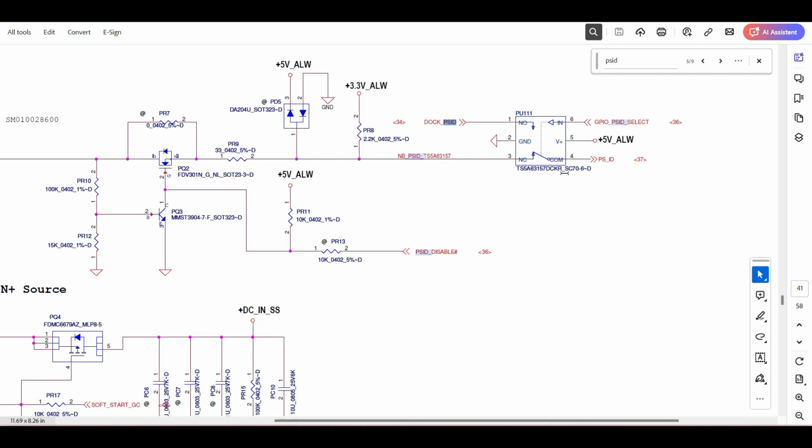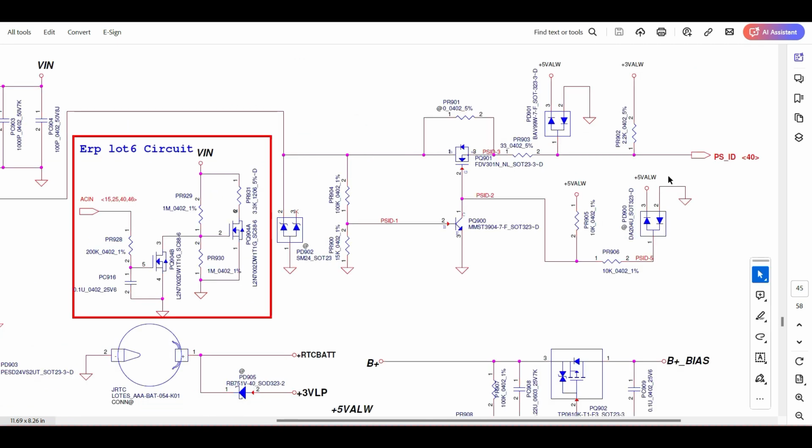Here we are able to see an IC, PU311. A 5 volt supply will be there for this IC, and this IC is controlled by this. Okay, the main thing is PSID. In case you are not using a dock station and you have any issue with the PSID section, you have to remove this IC and make it direct. Okay, that is one solution here. So here it goes directly to the IO.